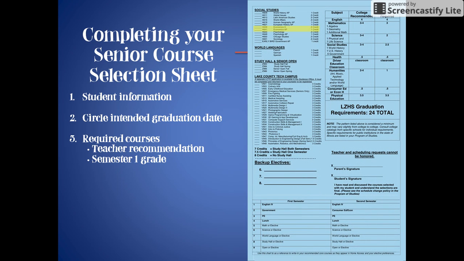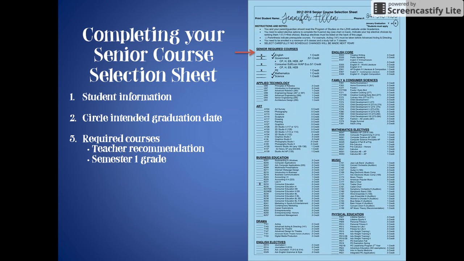If you're interested in taking an econ class in place of consumer ed, those would be on the back in place of the social studies. You'll notice that Econ Honors is a half a credit, which is 1 semester, and AP Econ is a full year class.